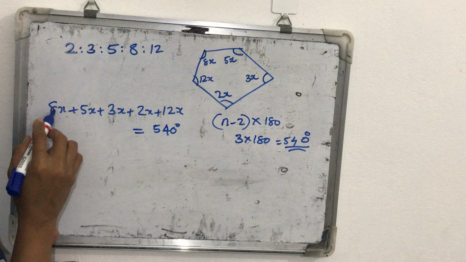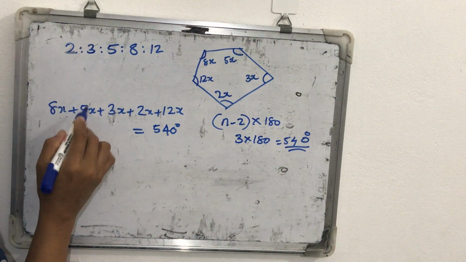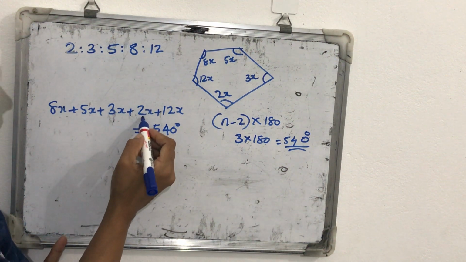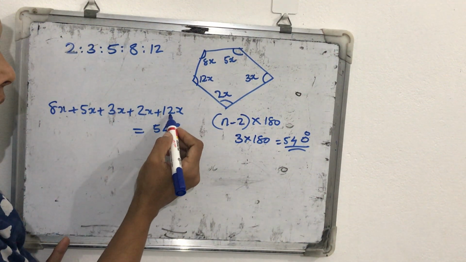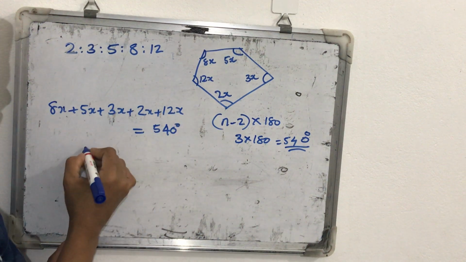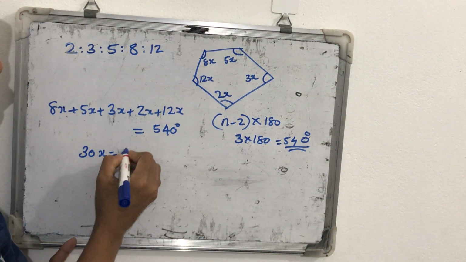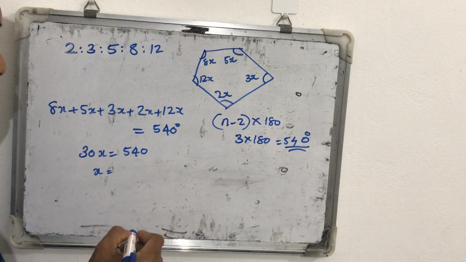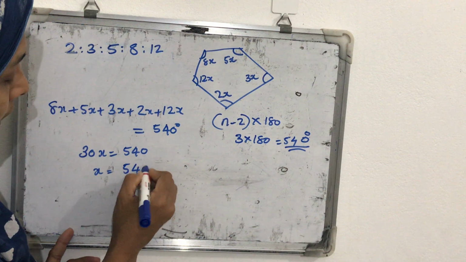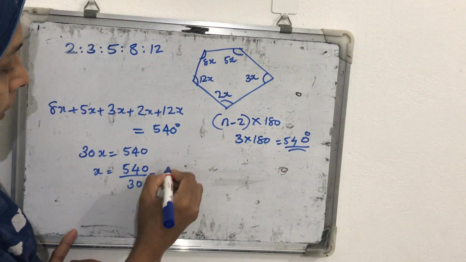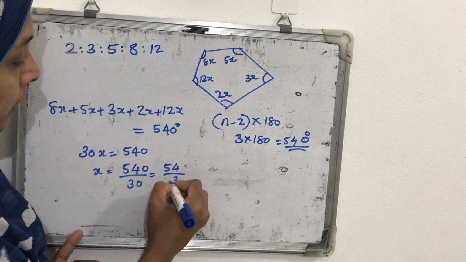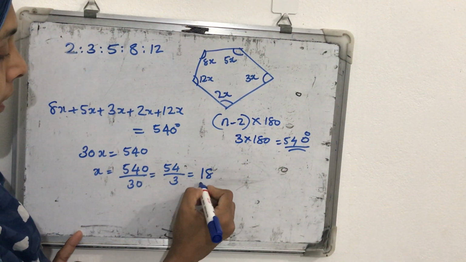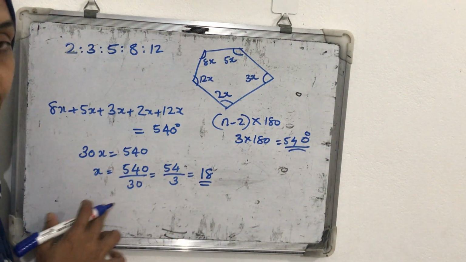So it is 8 plus 5, 13. 13 plus 3, 16. 16 plus 2, 18. 18 plus 12, 30. So 30x is equal to 540. So x will be equal to 540 by 30. That means 54 by 3. So the value of x will be 18. So we got the value of x as 18.